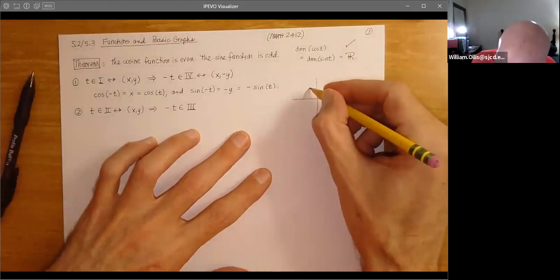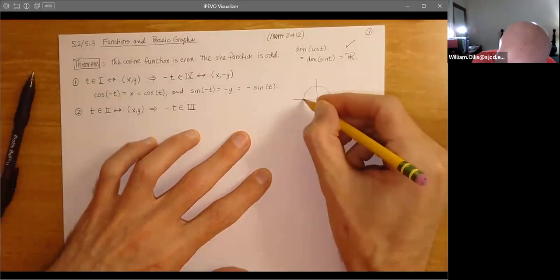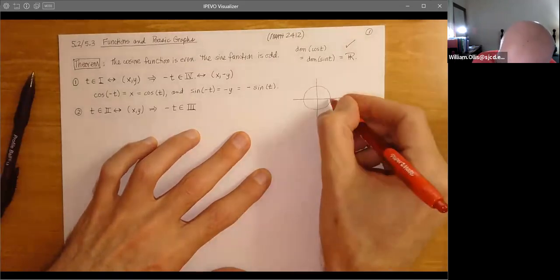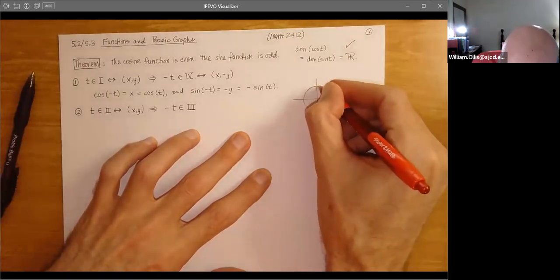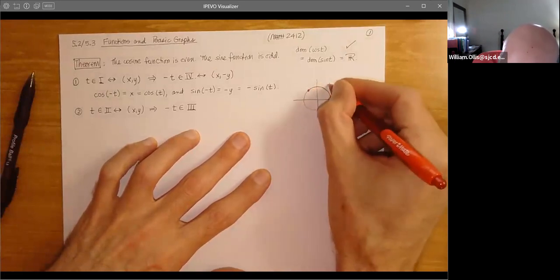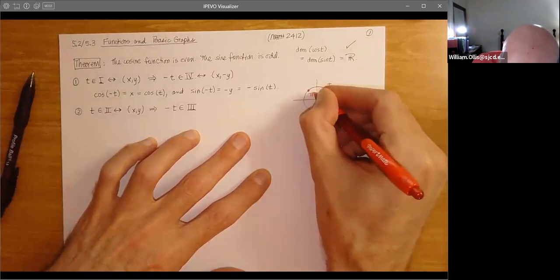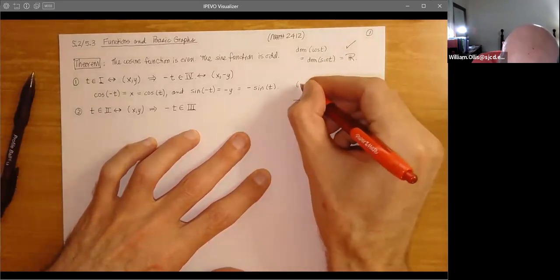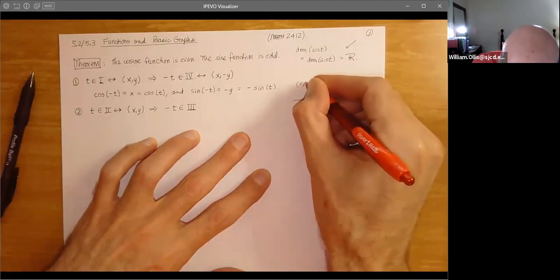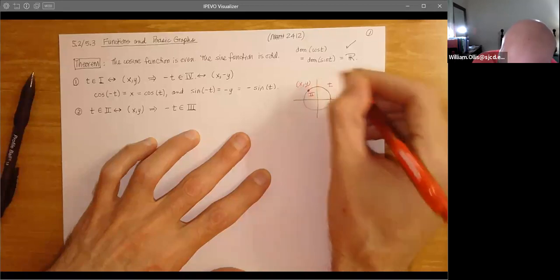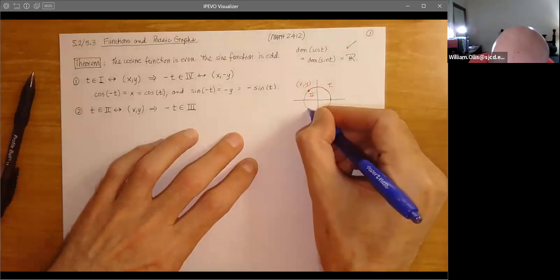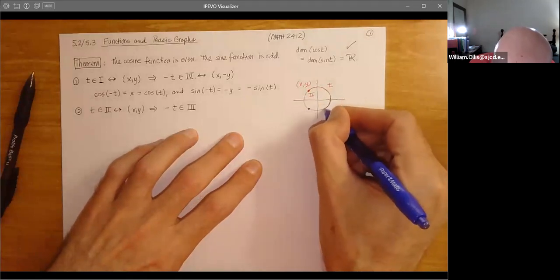This is what I'm doing, but sometimes just a little visual is good. So remember, right now we're thinking of distance along the unit circle. If we terminate here, we just call this T. This is the second quadrant, and we terminate at the point XY. Right there. And now, when we do the additive inverse by symmetry, we're right here.